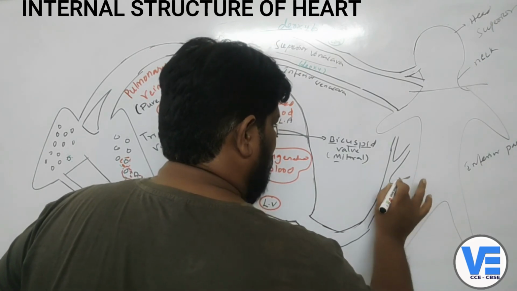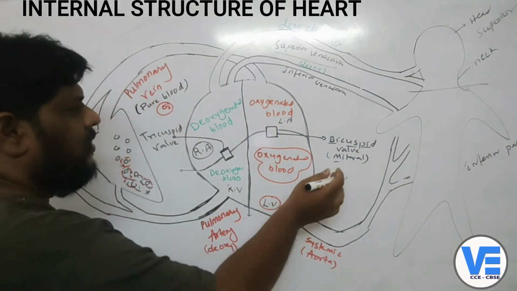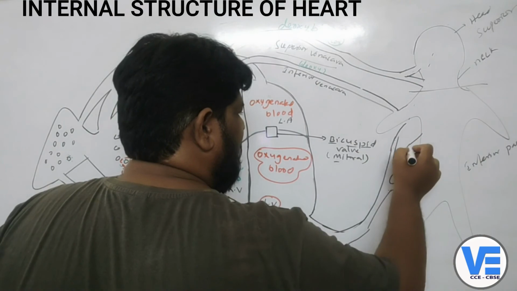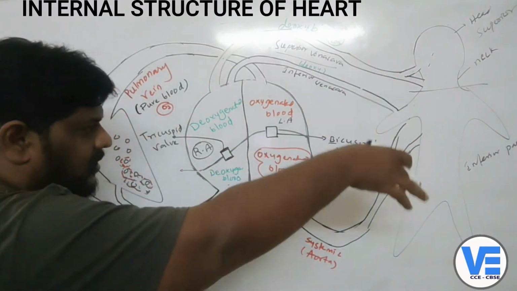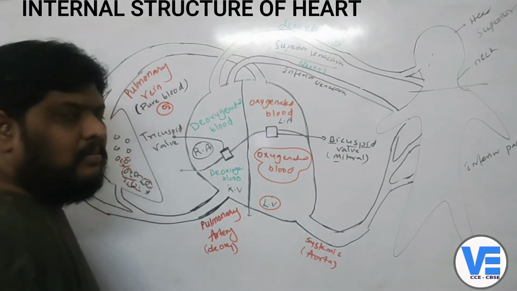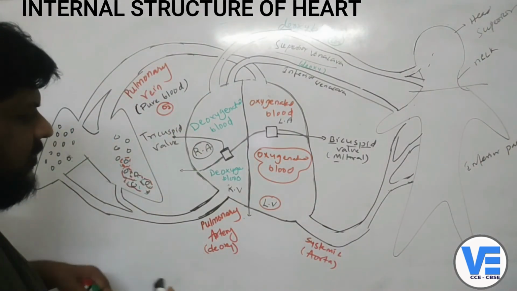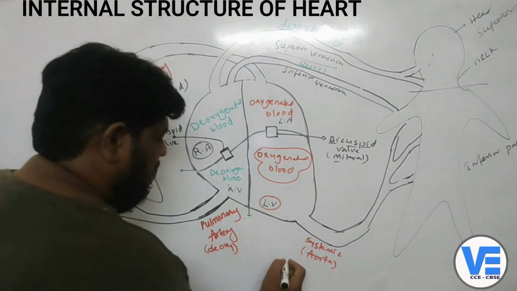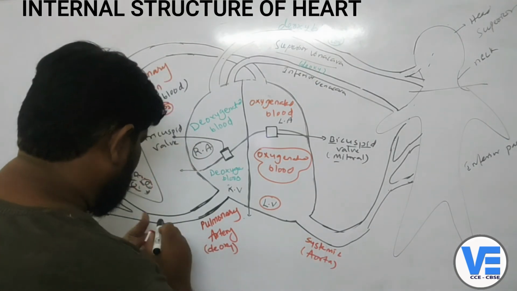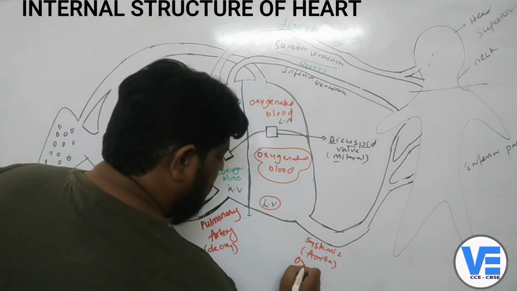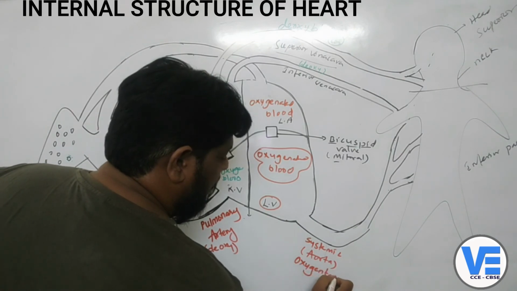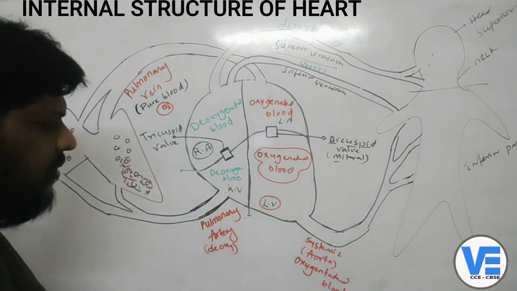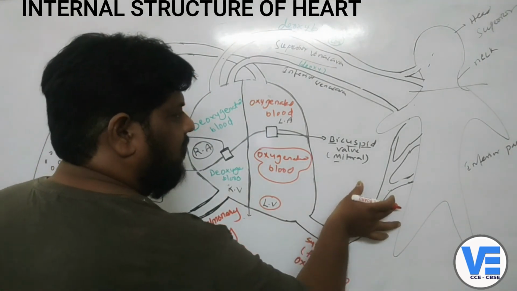In the picture we have seen that one will travel to the head, isn't it? So one will travel to the head and another will travel to the left arm, so that the blood will be transported to all parts of the body. So this is the systemic aorta, which is carrying the completely oxygenated blood, and that will be carried to each and every part of the body.